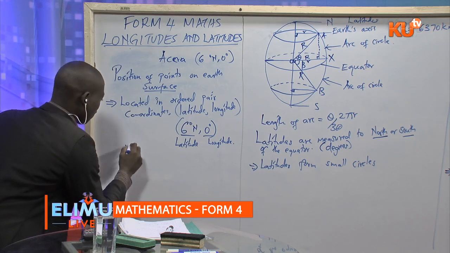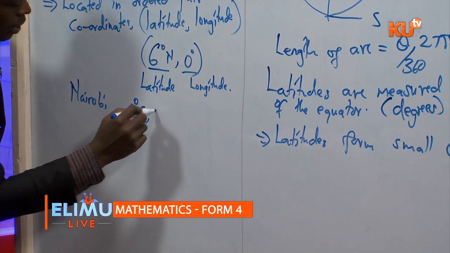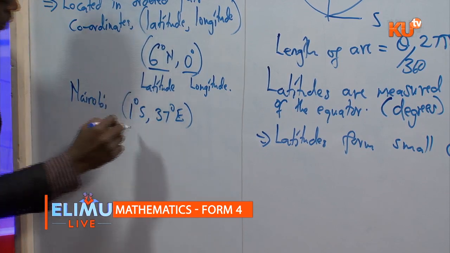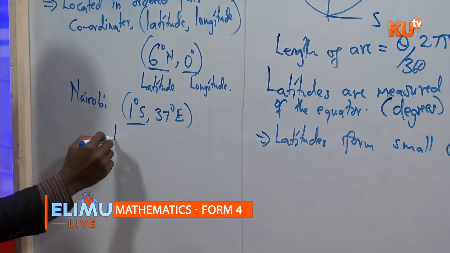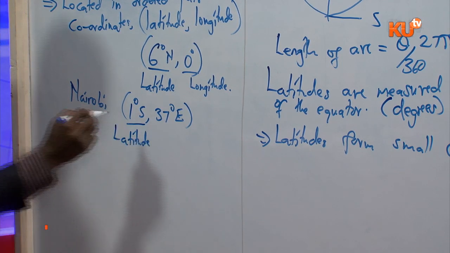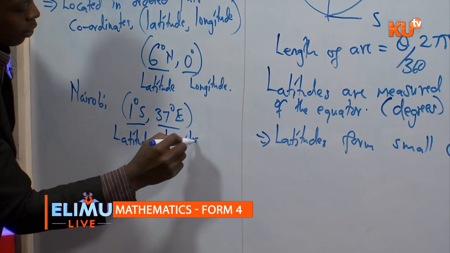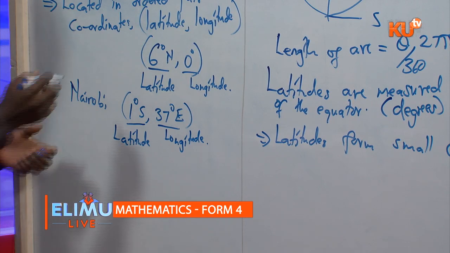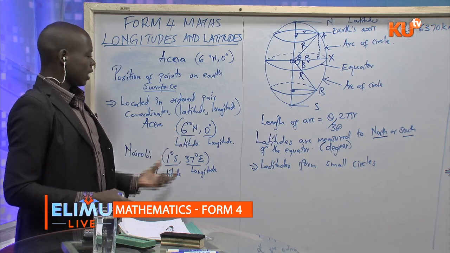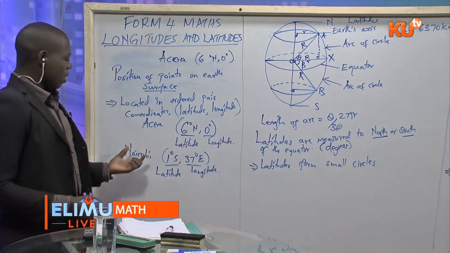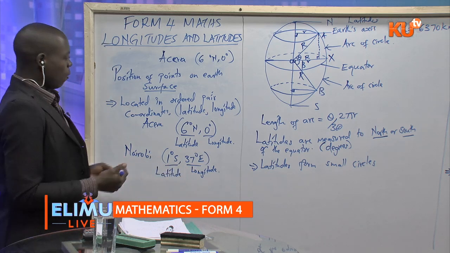Let's talk, for example, if we are given a point like Nairobi, and say Nairobi is at 1 degree south, 37 degrees east. This is the location. So it means Nairobi's latitude is 1 degree south, and its longitude is 37 degrees east. So we can tell from these two towns that Accra is on a latitude of 6 degrees north and 0 degrees, and in Nairobi we have 1 degree south and 37 degrees east. That is how we locate.